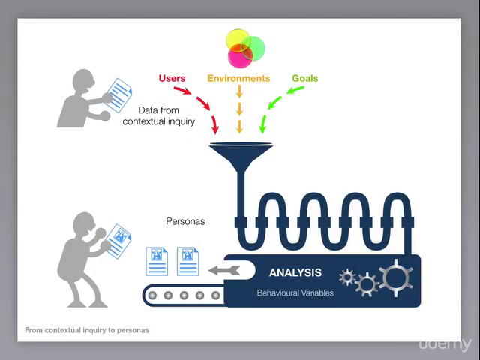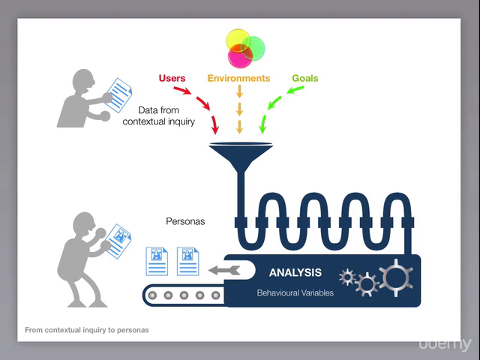I wanted to summarise the approach that we've been discussing for developing personas. So initially we're going to go out and do some contextual inquiry. We're going to understand our users, our environments, our goals, and we're going to feed those into some kind of analysis machine which will generate the behavioural variables, such as the knowledge of technology that we talked about earlier, such as the knowledge of hiking and walking, which is the one we used in our case study. And out pop our personas.